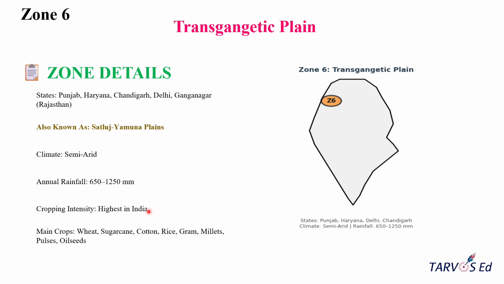Okay. That's largely because of the Green Revolution and extensive canal and tube well irrigation. And the cropping pattern is very diverse here, like wheat, rice, sugarcane, cotton, gram, millets, pulses, and oilseeds. So this region is basically called the granary of India because it contributes heavily to the country's wheat and rice production. Okay, so it is the granary of India, and also this region has the highest cropping intensity in India.